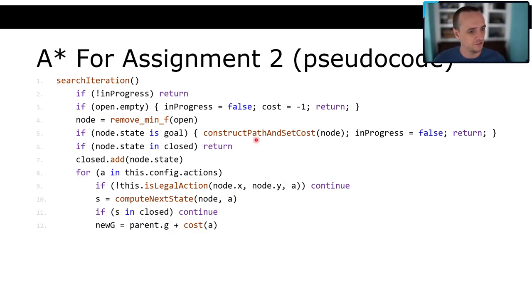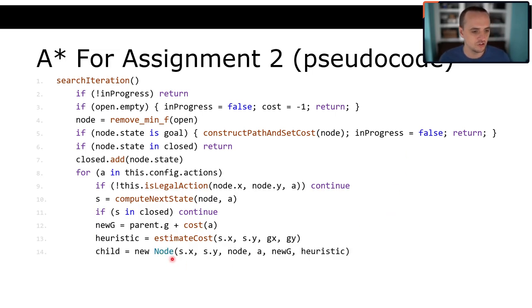Now this part is new for assignment 2. We have to compute the G cost of each node. So the new G cost of the child is going to be equal to the parent's G cost plus the cost of the action. Then we're going to have another function called estimate cost, and that's the heuristic function, which we're going to explain in a bit, okay? That estimate cost function takes in the current state's x and y value and the goal x and y value and returns a value. Then we're going to construct the child node based on x and y and the action and the parent and the new g value and the heuristic. Then we add that child to the open list.